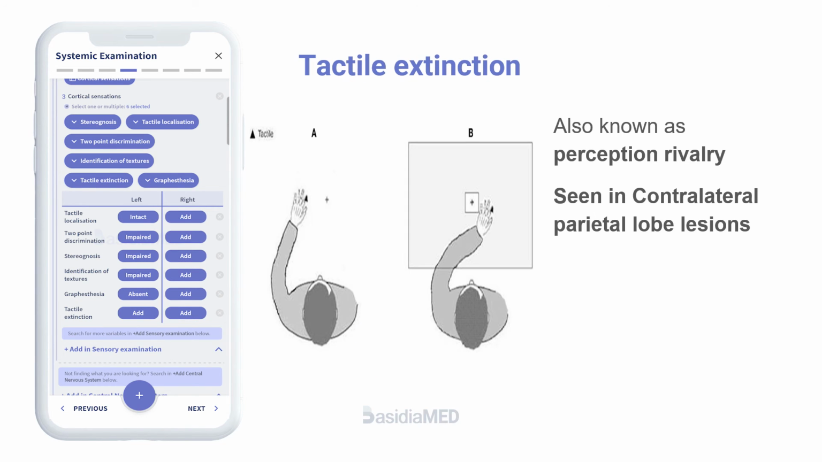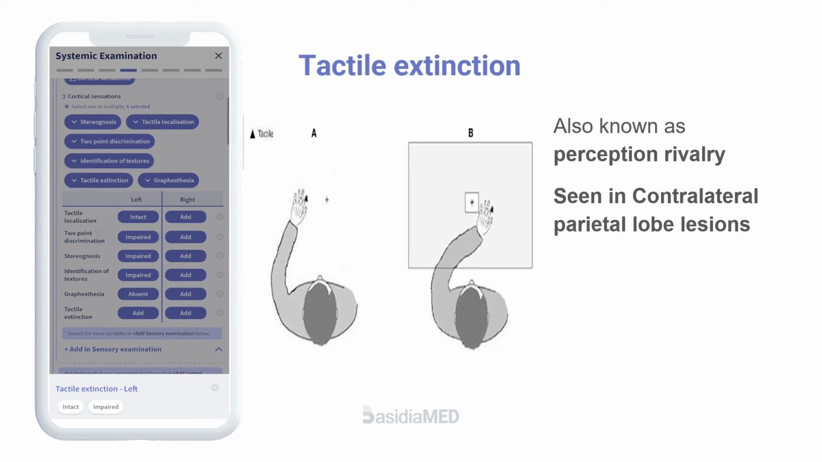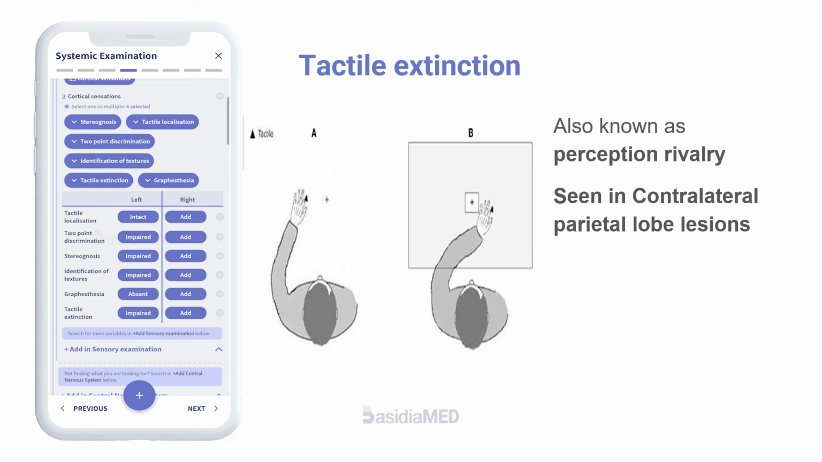Tactile extinction or perception rivalry is seen in contralateral parietal lobe lesions. Tactile extinction is the failure to perceive or report tactile stimulation on the body side contralateral to a brain lesion, when the homologous, ipsilesional region is stimulated simultaneously. No defect in tactile perception occurs with unilateral stimulation.